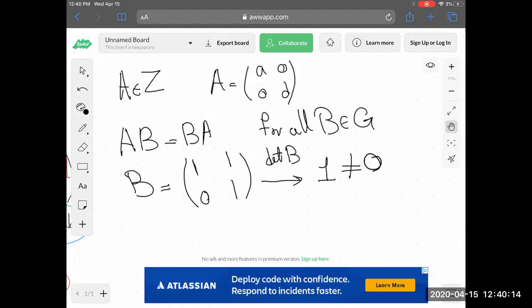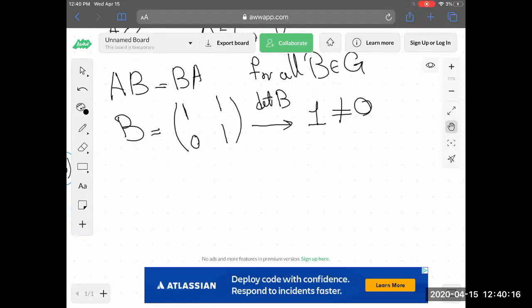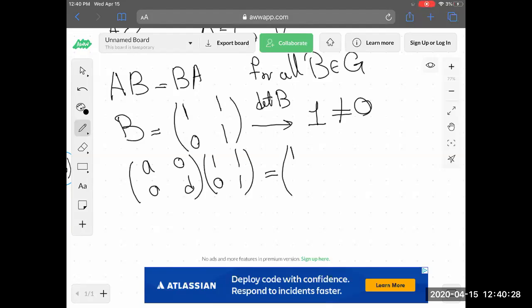So we should have the equality AB equals BA for this specific matrix too. A is equal to [A, 0; 0, D]. Therefore, [A, 0; 0, D] times [1, 1; 0, 1] should be equal to [1, 1; 0, 1] times [A, 0; 0, D].